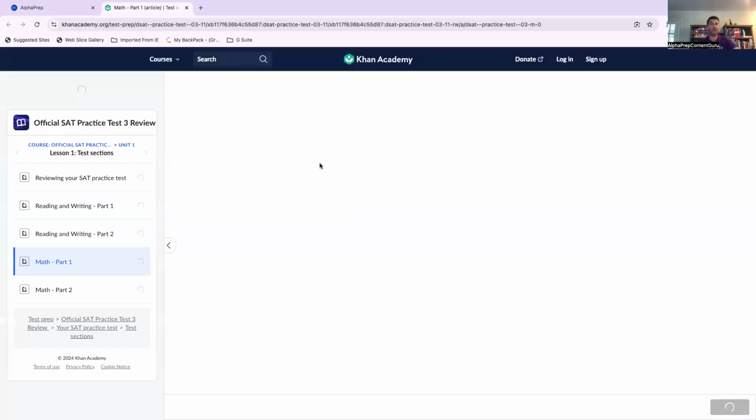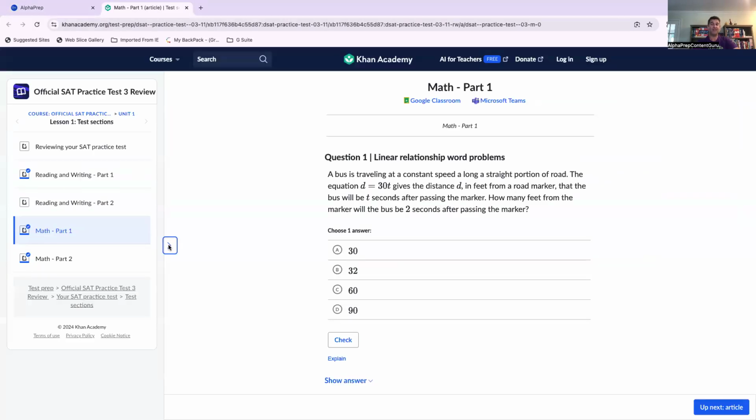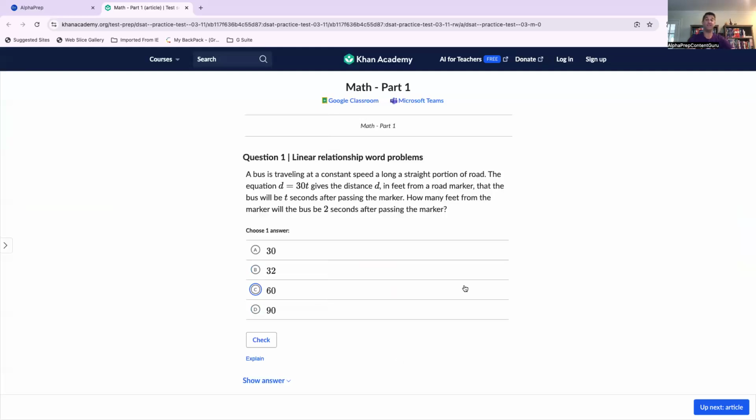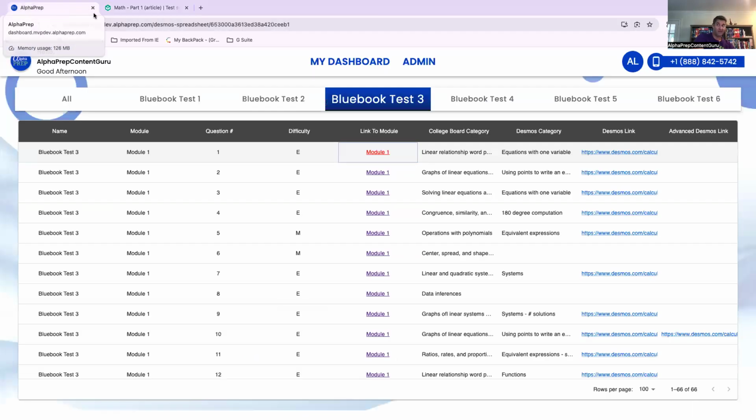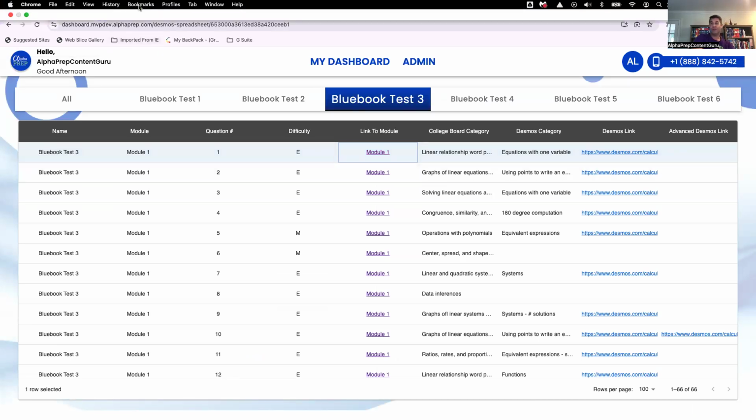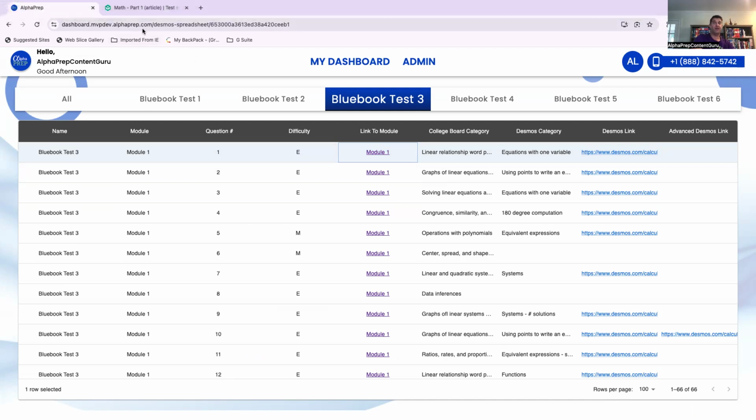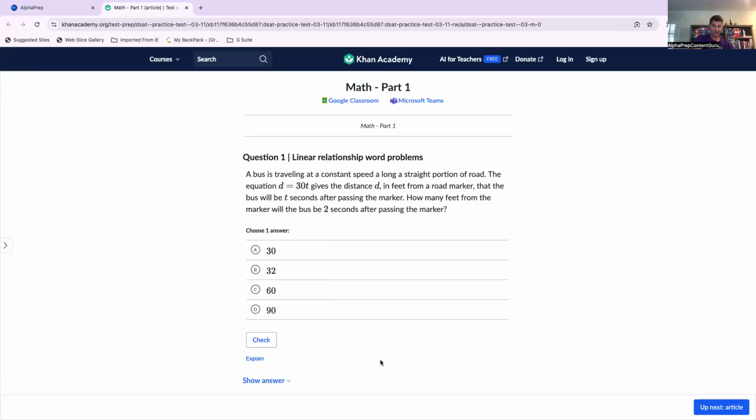And when you're in the module, you have the same breakdown as you would if you were taking the test on the Blue Book app. So test, this is this particular question. So check it out. If I click back on alphaprep.com, this is Blue Book test 3. This is module 1. If you're in the Blue Book app and you went to test 3, you would see that module 1 would look just like this.